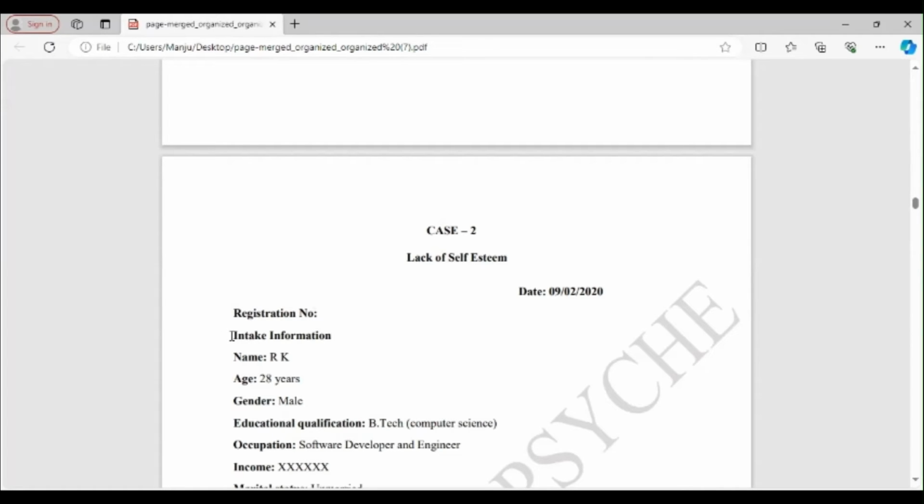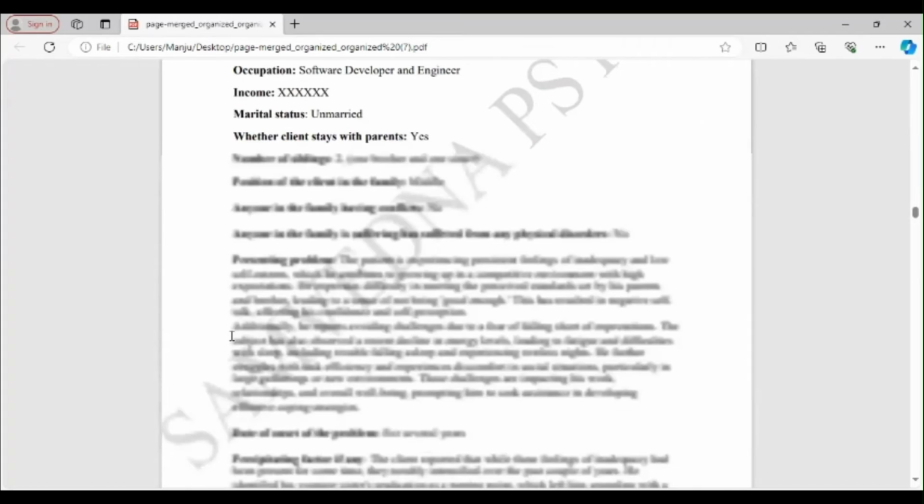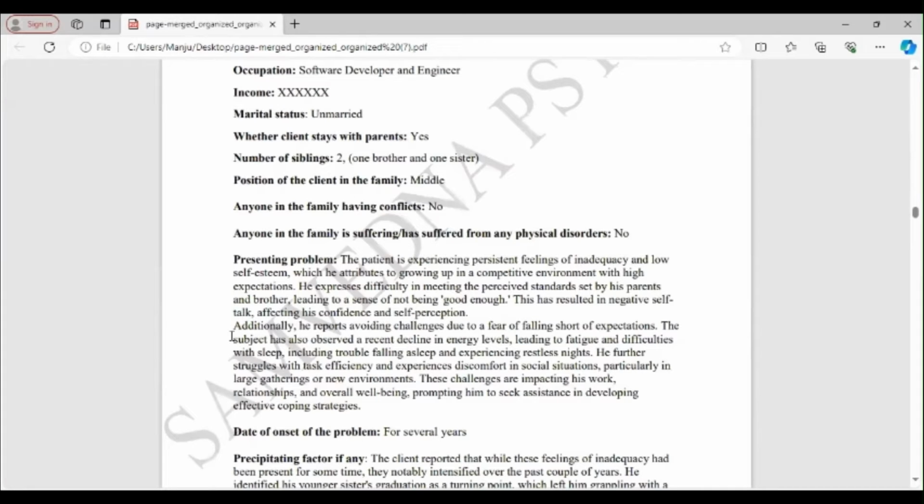The intake information regarding the patient is taken, which includes name, age, gender, educational qualification, occupation, income, marital status, whether the client stays with parents or not, number of siblings, position of the client in the family, anyone in the family having conflicts, anyone in the family is suffering or has suffered from any physical or mental disorders or not. Presenting problems are the chief complaints as told by the patient.